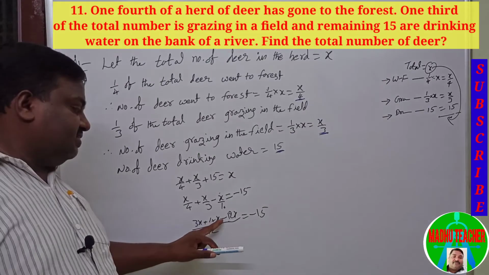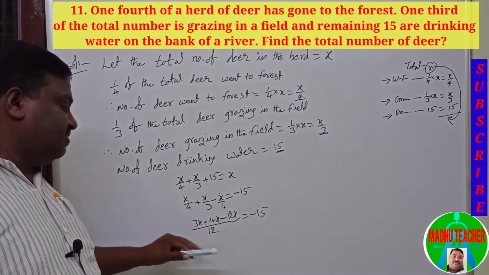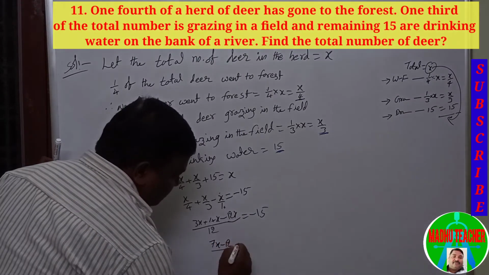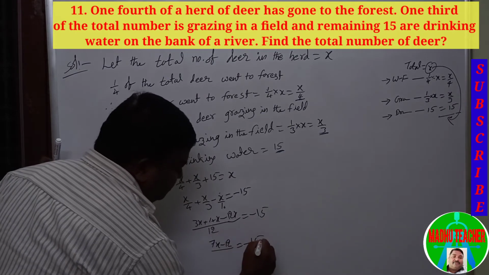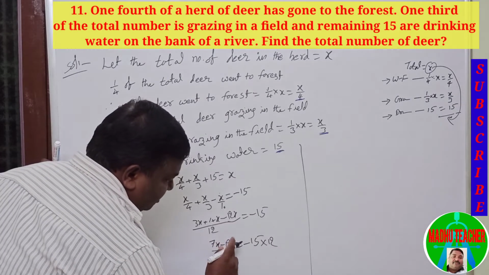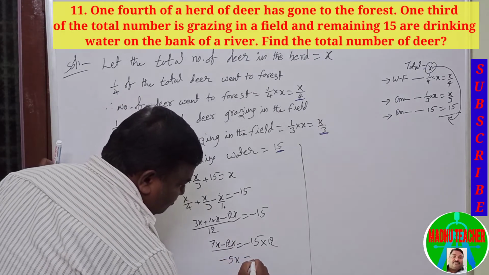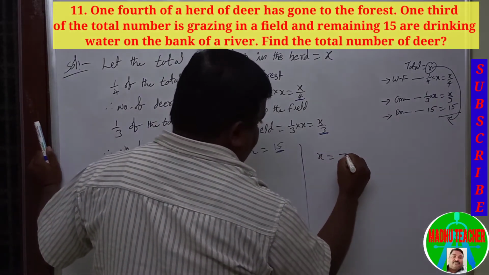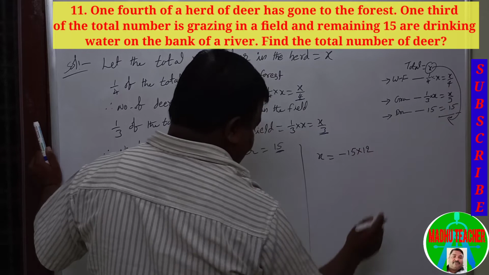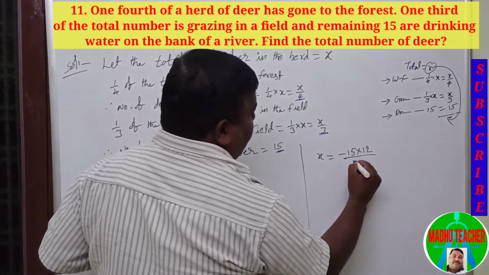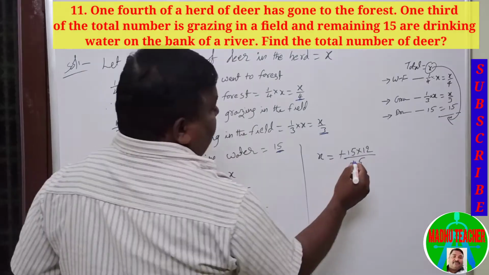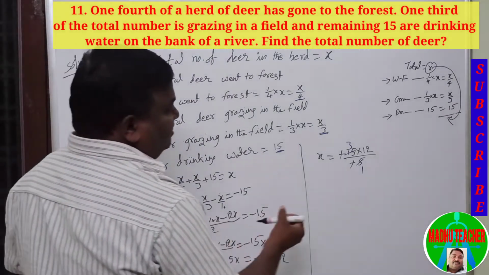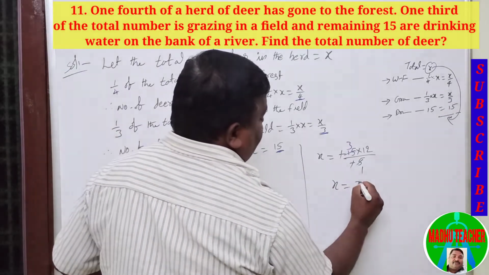3x plus 4x, 7x. And it has minus. So subtract from this: 7x minus 12x by 12 equals minus 15. Transposing to the right side, into 12. 7x minus 12x is minus 5x equals minus 15 into 12. So here x equals minus 15 into 12 by minus 5. Minus gets cancelled. 5 ones are 5, 5 3s are 15. So therefore x equals 12 3s are 36.